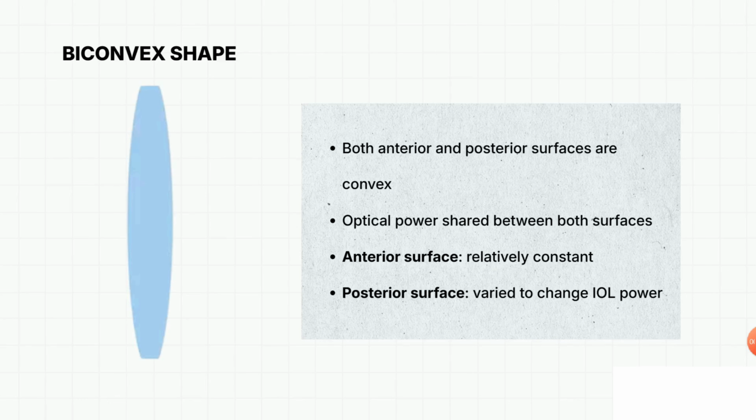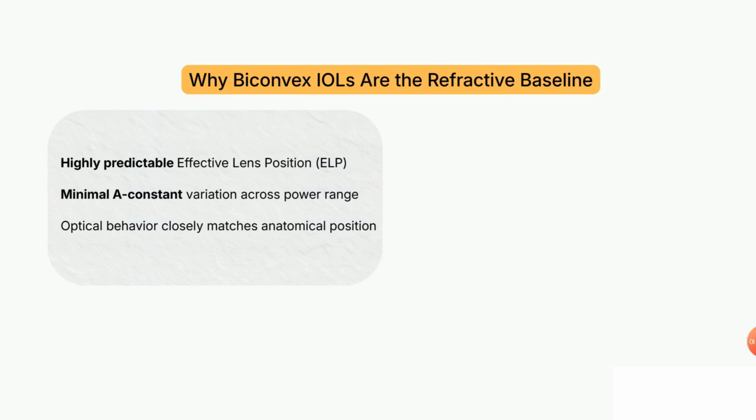Because of this symmetry, the principal plane lies close to the center of the optic. As a result, the optical effective lens position closely matches the anatomical position of the IOL within the capsular bag. This is a key reason why biconvex IOLs are so reliable clinically.